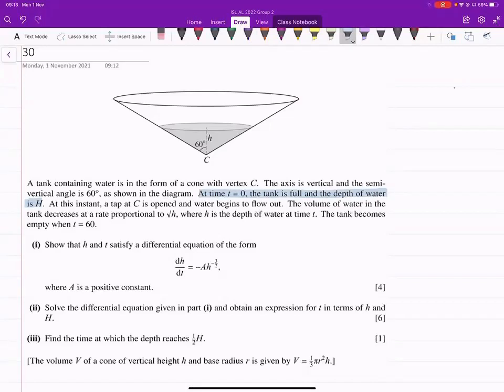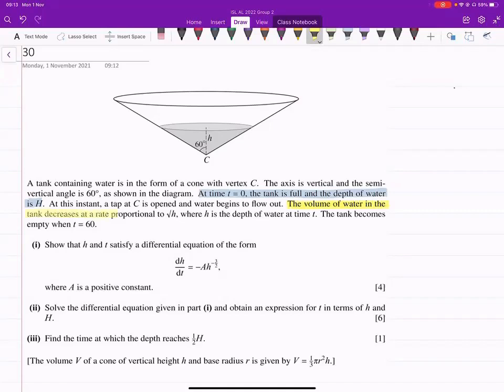At time t equals 0, it's full. Right? So time jab 0 tha tab wo full hai. At this instant, a tap at C is opened and water begins to flow out. The volume of water in the tank decreases at a rate proportional to square root of h. So that's where you are given the statement jahan se aapki equation banegi.